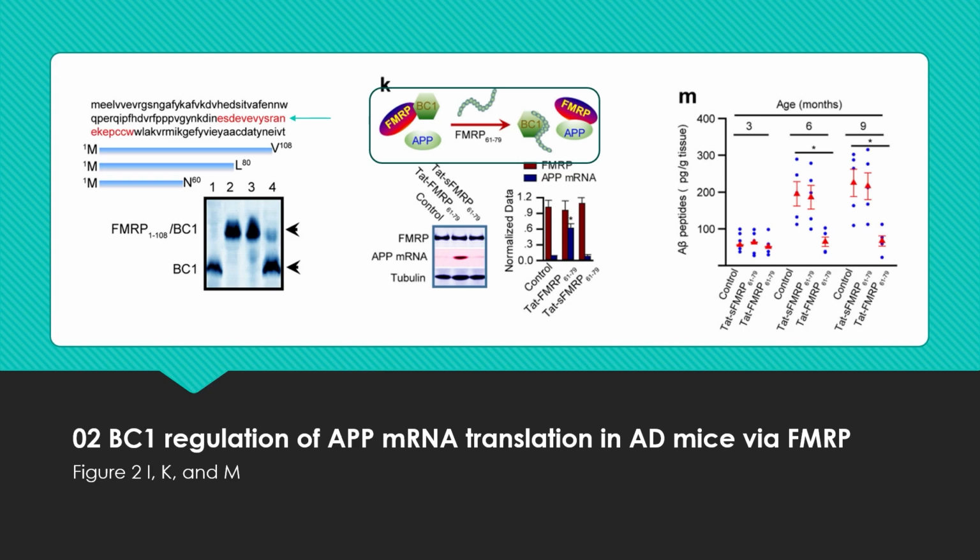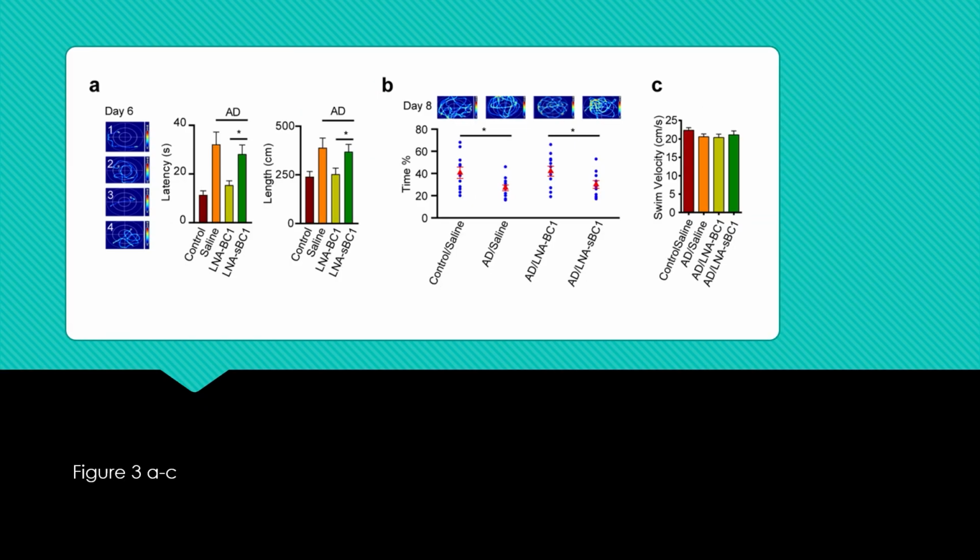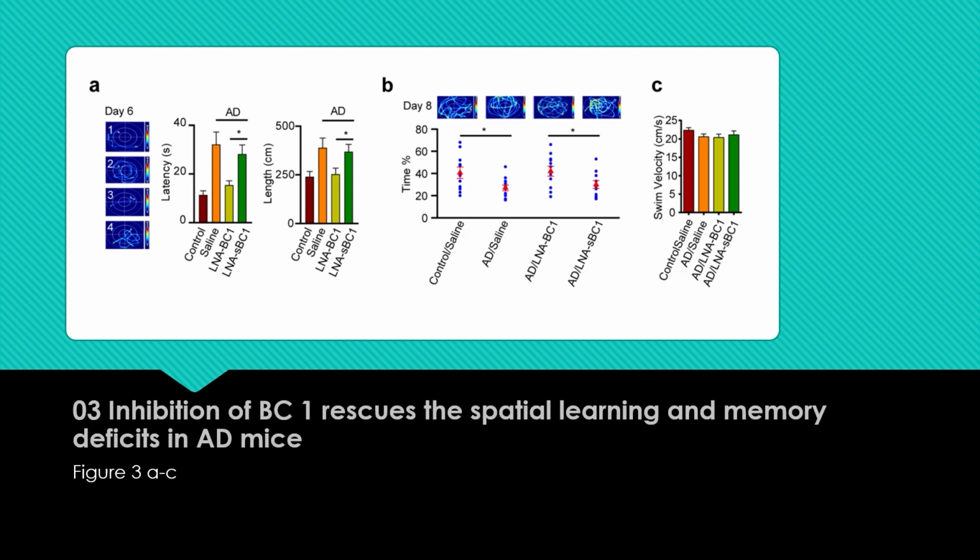They conjugated the FMRP 61 through 79 segment to the HIV TAT peptide, known for its ability to traverse cellular membranes. This fusion peptide, introduced to Alzheimer's mice, precisely disrupts the pathological BC1-FMRP interaction. Observations from figure 2K and 2M confirm the efficacy of this approach, revealing a marked decrease in APP mRNA translation activity post-treatment. The inhibition of BC1 through LNA BC1 impacted spatial learning and memory in Alzheimer's mice.